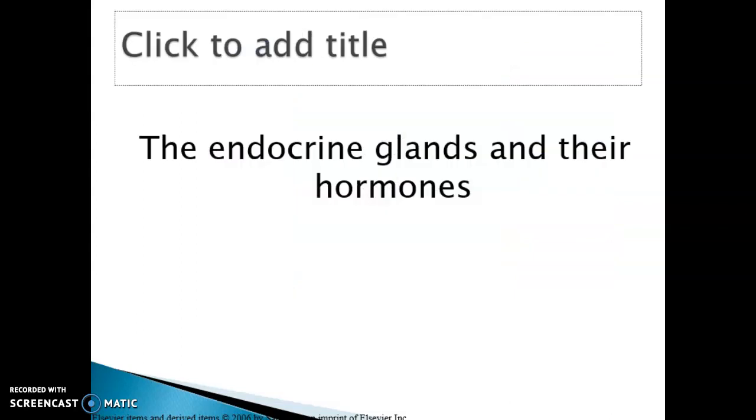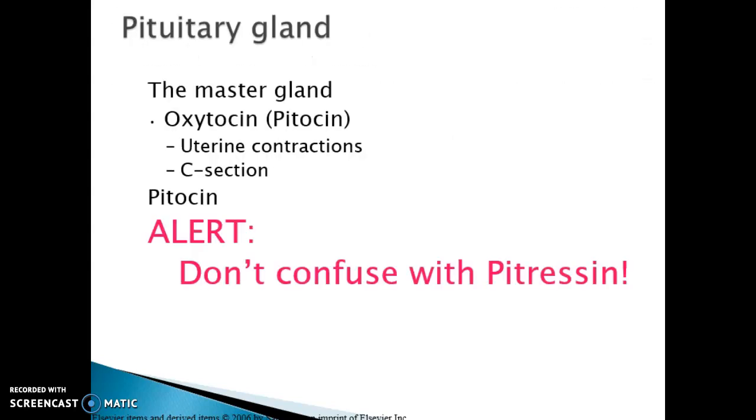Next, we're going to look at the endocrine glands and their hormones. The pituitary gland, known as the master gland, plays a vital role in reproduction and growth, and it regulates the function of the renal system and our thyroid gland. The pituitary gland is connected to the hypothalamus by the infundibulum. The hypothalamus synthesizes, or makes, oxytocin, otherwise known as pitocin, and vasopressin.